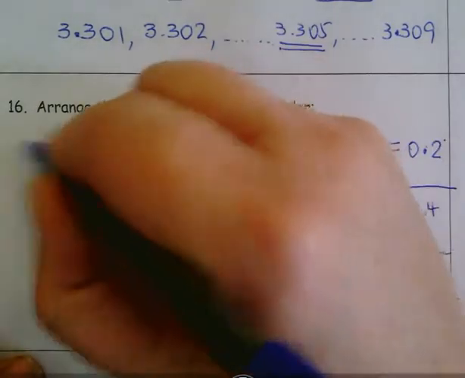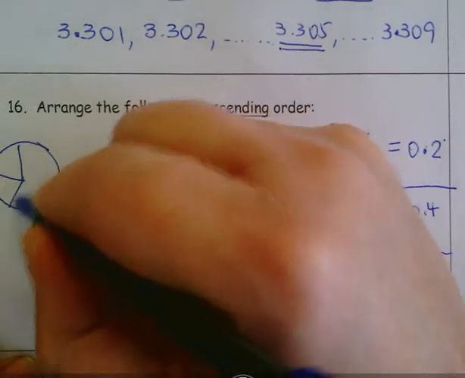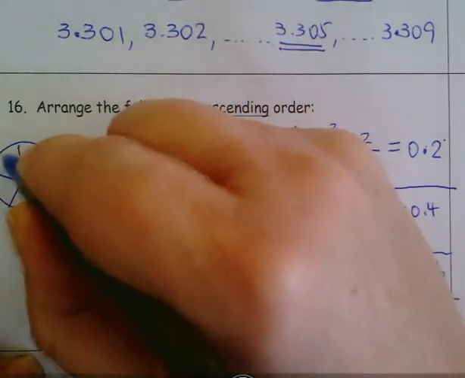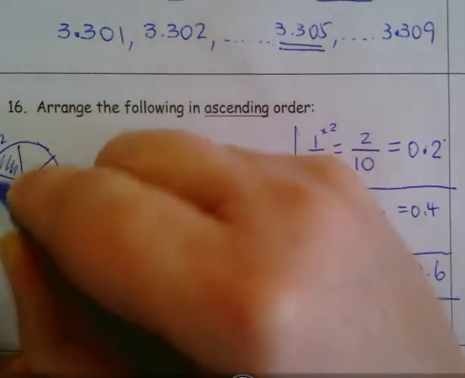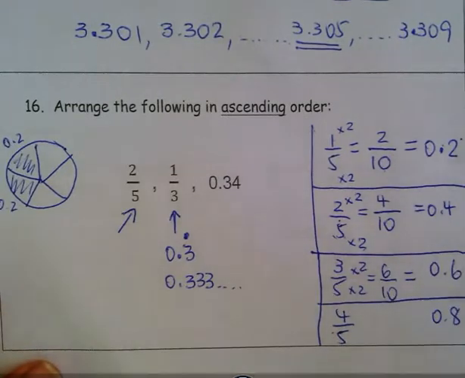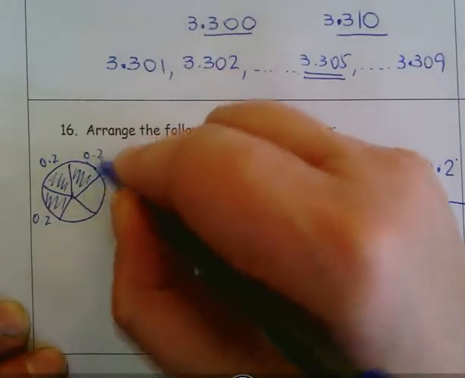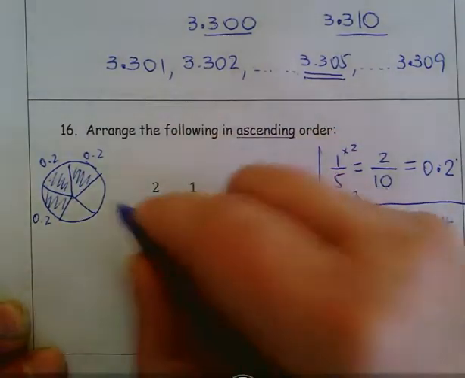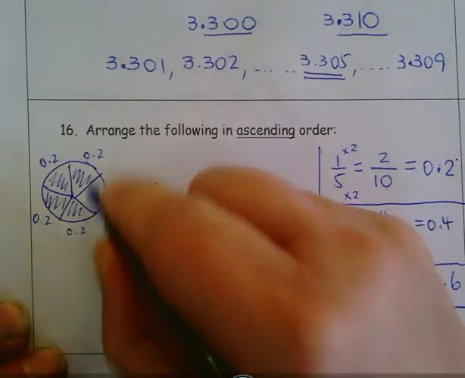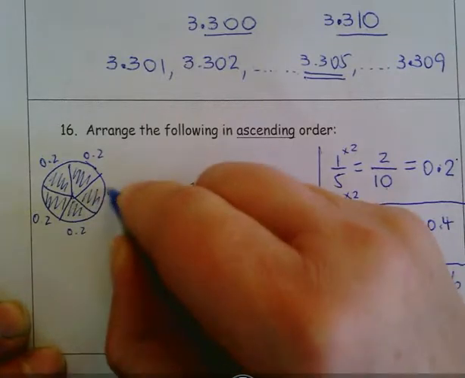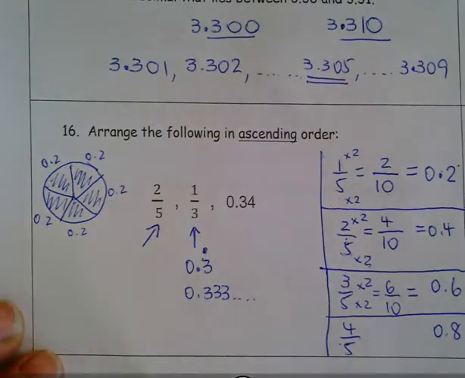Just think, I've got 2/5 shaded. Every 1/5 is 0.2. The next 1/5 is 0.2. See what I'm doing? The next 1/5 is 0.2. So 3/5 is 0.6. 4/5 is 0.8. 5/5, 1 whole, is 1.